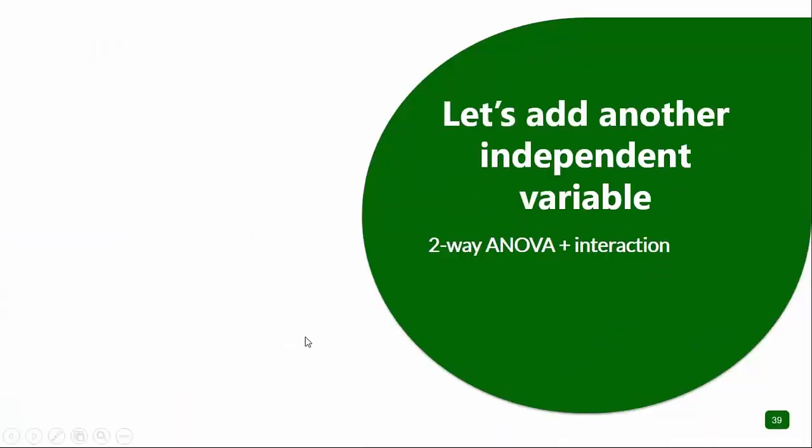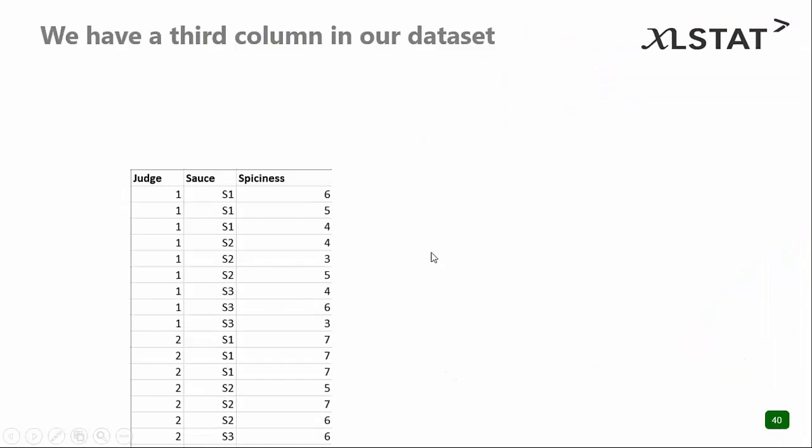So at last, two-way ANOVA. Somebody asked a question about the difference between one-way and two-way. So we'll add another independent variable, and we'll talk about something very interesting, which is the interaction between the two independent variables. If you add another independent variable, you are not talking anymore about a one-way ANOVA, but about a two-way ANOVA. So here's how the real data set actually looks like.